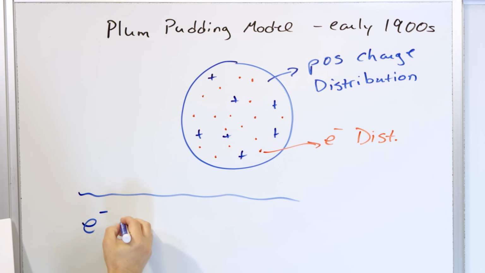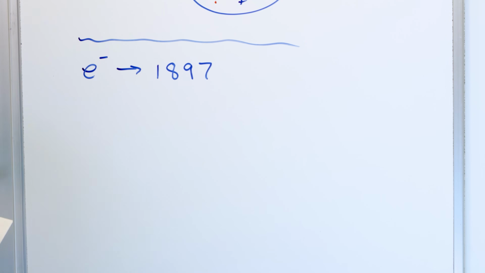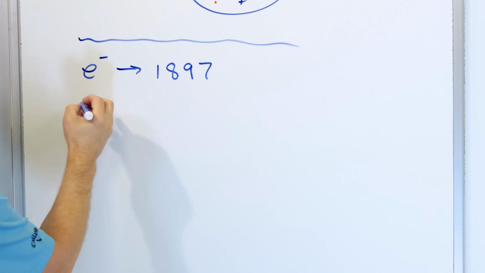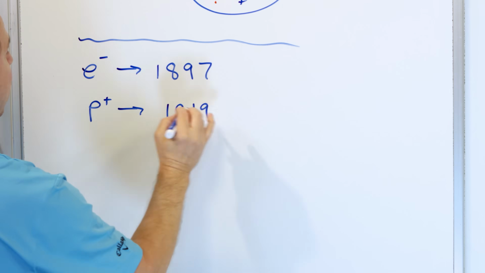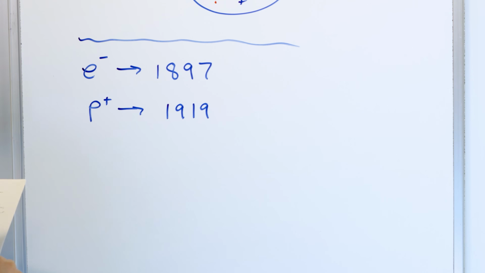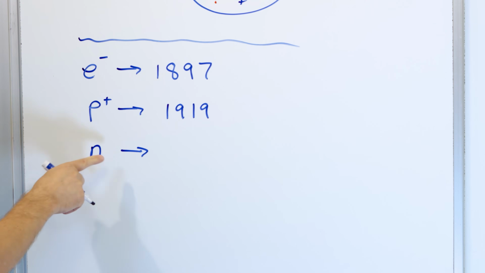The discovery of the electron happened in 1897. That was when the paper was published about the cathode rays and about the electrons, which we called the cathode rays in the beginning. The proton was discovered in 1919, or formalized, after these experiments with Rutherford and with the alpha particles.